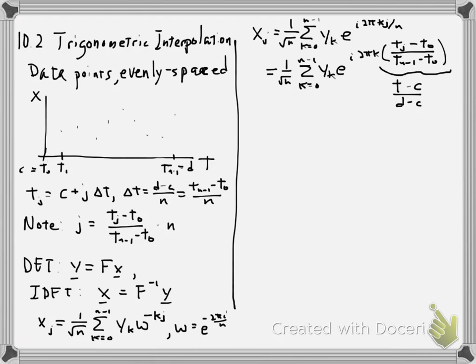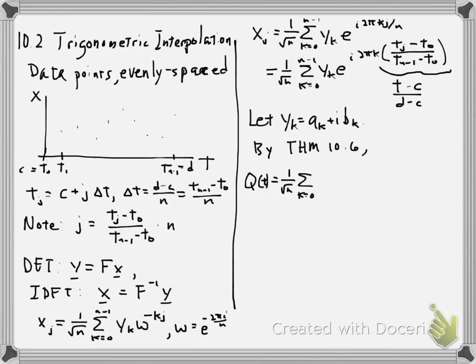Okay, and so I know this looks odd that we have complex variables here, but we can work with this to convert this expression to real form. So to do that, let y sub k equal a sub k plus I b sub k. And it turns out that by the discrete Fourier transform interpolation theorem, which I'll just state, label as theorem 10.6, we have that the trigonometric interpolant q of t equals 1 over the square root of n summation k equals 0 to n.